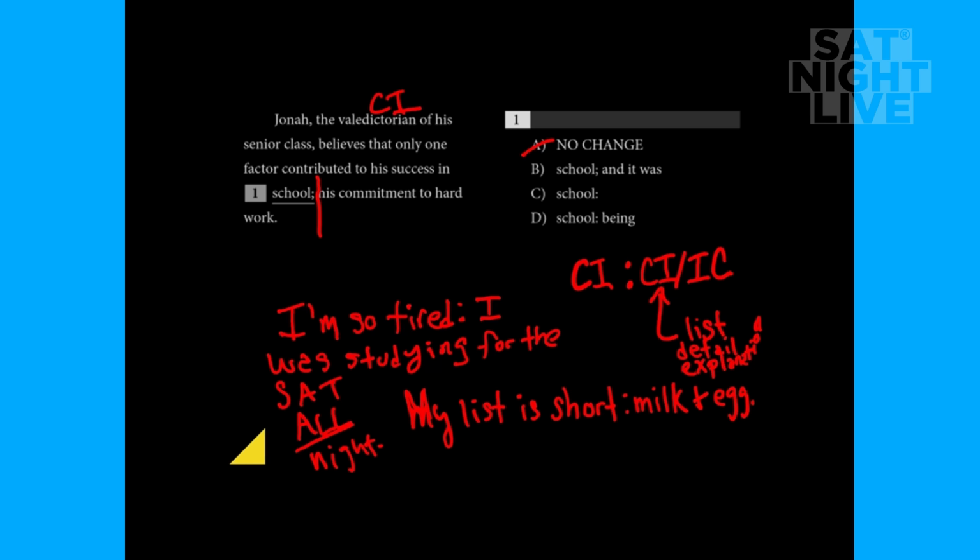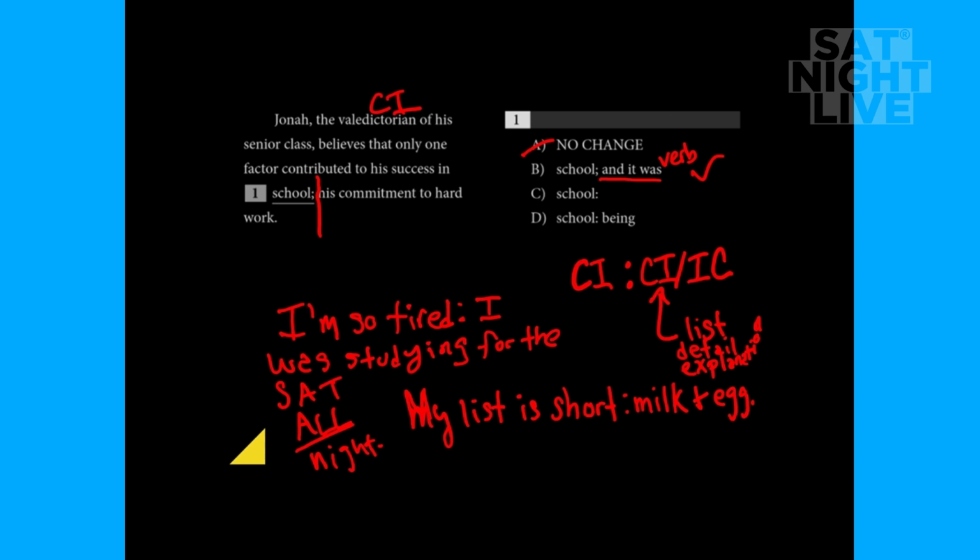Guess what? B is not automatically out. And here's why. Now in B, we have that semicolon, but make sure you read carefully because now it says, and it was his commitment to hard work. So it was his commitment to hard work. We've got a verb, and it seems like it might work. So let's hang on to that and then look at our other two answer choices.